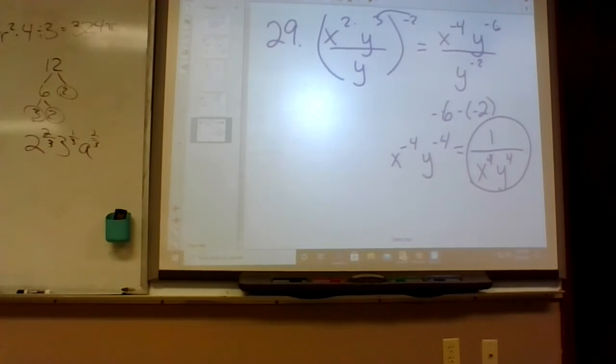Okay, on 28, remember when you're dividing fractions, you flip the second fraction and then multiply. So you flip this upside down, and you do the top times the top, after you flip it, and the bottom times the bottom.